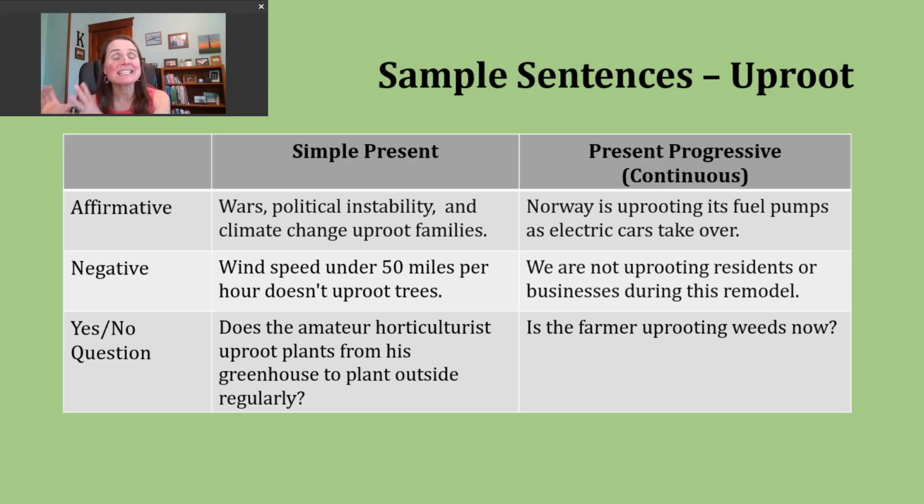If our subject is I, then we want to use am and then the verb with the ing ending. But if our subject is you, we, or they, we'll use are, A-R-E, and then the ing form of the verb. Finally, if our subject is he, she, or it, we'll use is, and then that ing form of the verb. Let's take a look at another example.